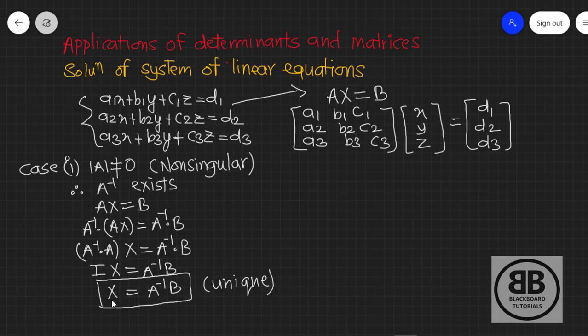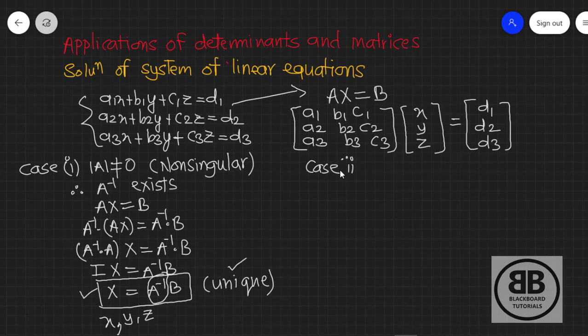Here x is the variable matrix x, y, z, meaning after solving this you will get the values of x, y and z. For that purpose, we first find the inverse, then multiply that inverse with matrix B, and you will get the values of x, y and z. As I said earlier, if this is a non-singular matrix, then it will have a unique solution, and that solution is given by this equation.